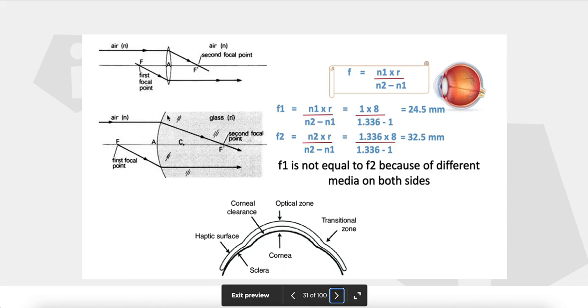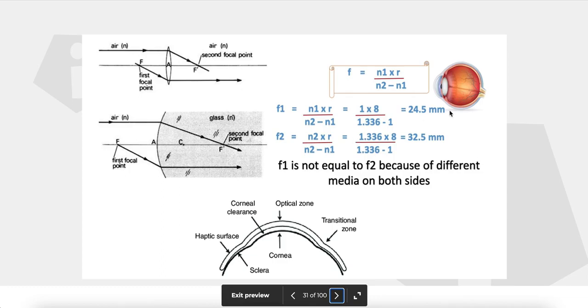The issue comes when the refractive media are different. The light speed in the air is maximum, so it will make the focal length short. But when the light passes through the lens and comes to another refractive medium like glass, the light will slow down, making the focus more away. So f1 will be shorter than f2, resulting in different focal lengths of the lens.